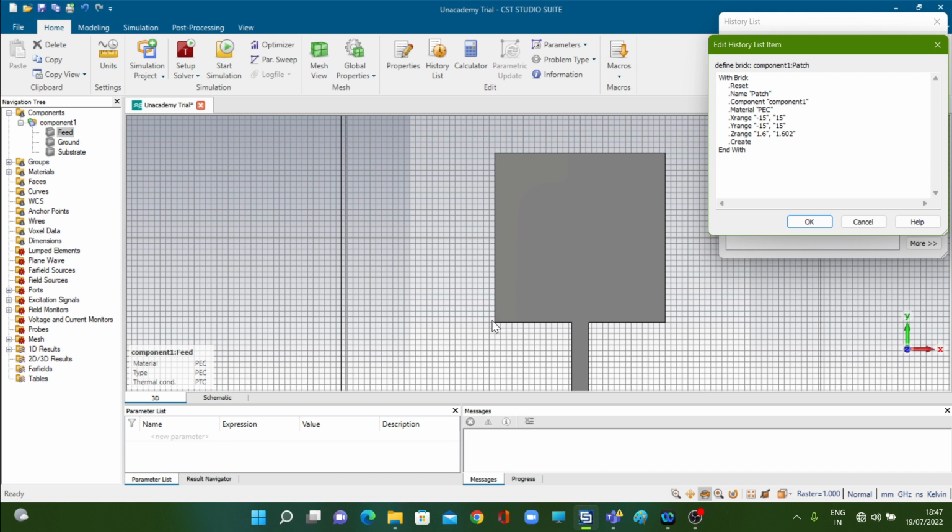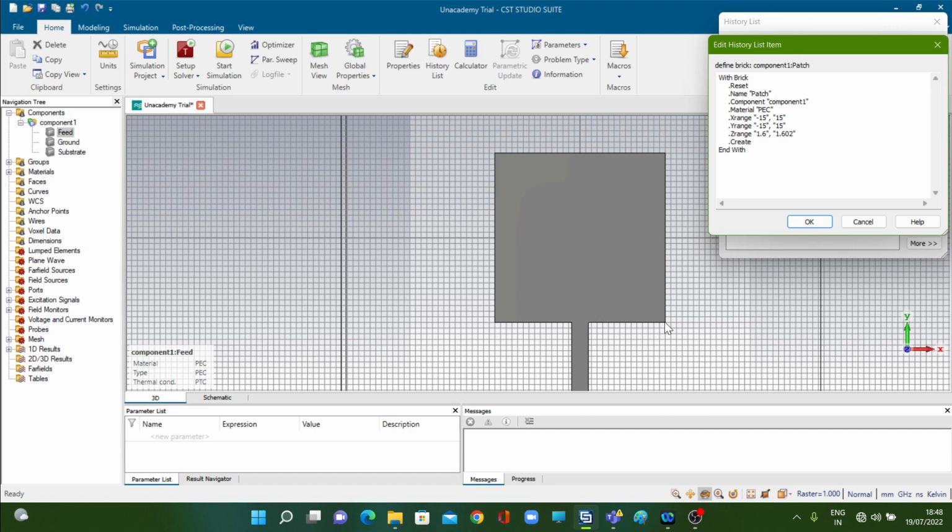This is the third quadrant. This corner point is in the third quadrant. In the third quadrant, X is negative, Y is also negative. So the coordinate for this point will be minus 15, minus 15. Now this point lies in the fourth quadrant. In the fourth quadrant, X is positive, Y is negative. So the coordinate for this point will be 15, minus 15.